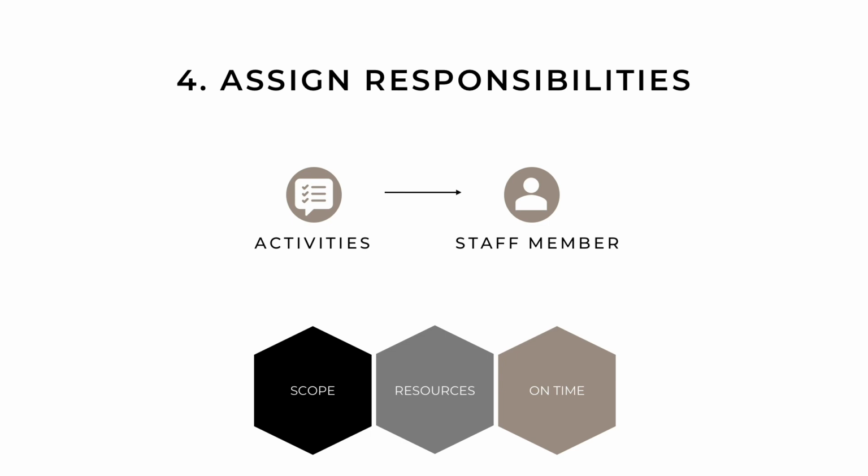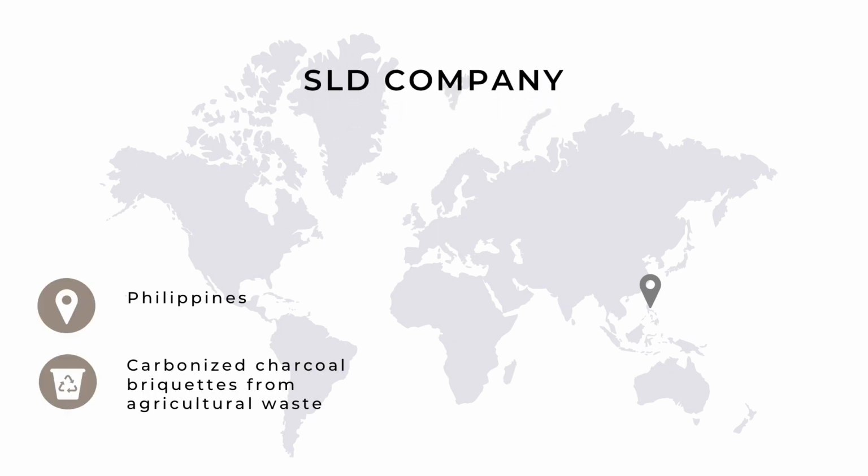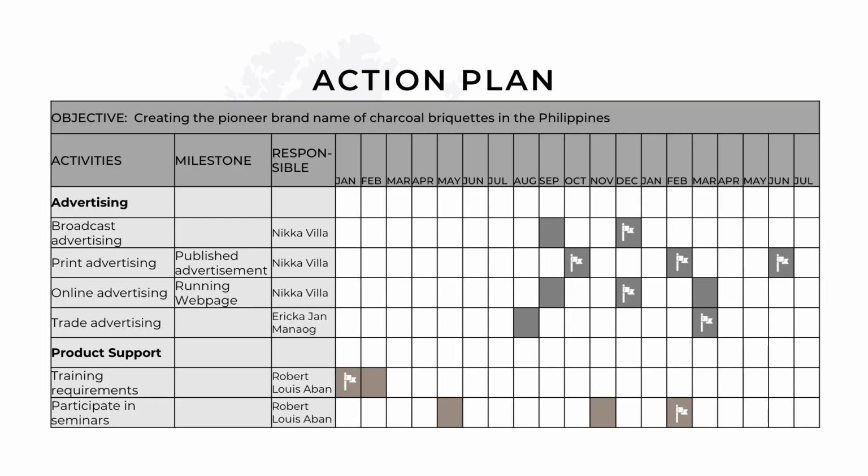You may find that some of the activities are the same and serve several objectives. In that case, you may merge the activities. Here is the example of an action plan of SLD charcoal briquette manufacturing company in the Philippines. The shown activities are part of a bigger action plan for achieving SLD's objective of creating the pioneer brand name of charcoal briquettes in the Philippines.